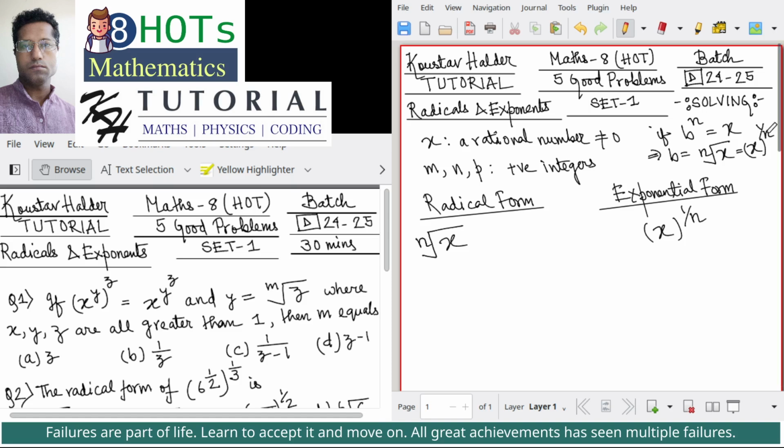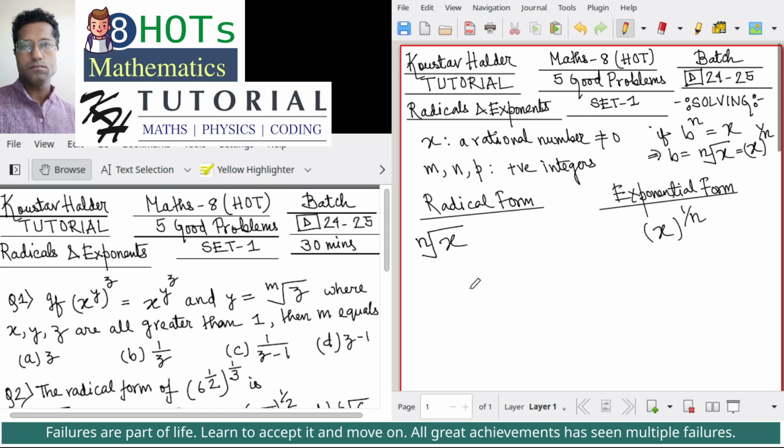So this is exactly what it means by the value nth root of x. It will be b, where b to the power n is equal to x. Okay. So this is the basic definition of the radical form. So the nth root of x is nothing but x to the power 1 by n.